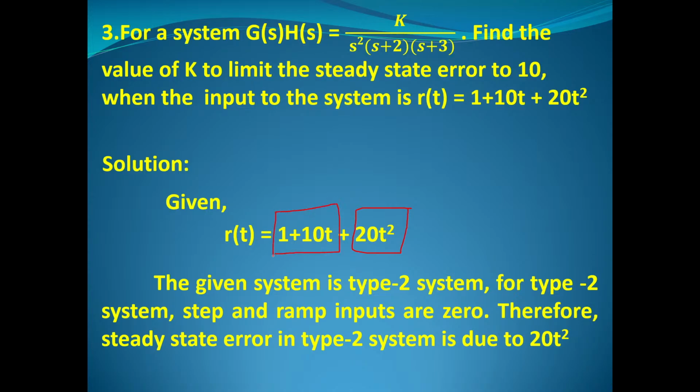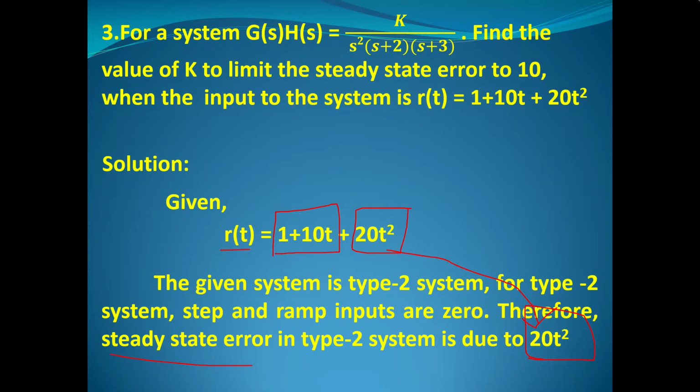You already know what is meant by parabolic input. You should know parabolic input before solving these numerical problems. You must have the theoretical knowledge. The steady state error will be constant only because of the parabolic input. So our input is only 20t square.